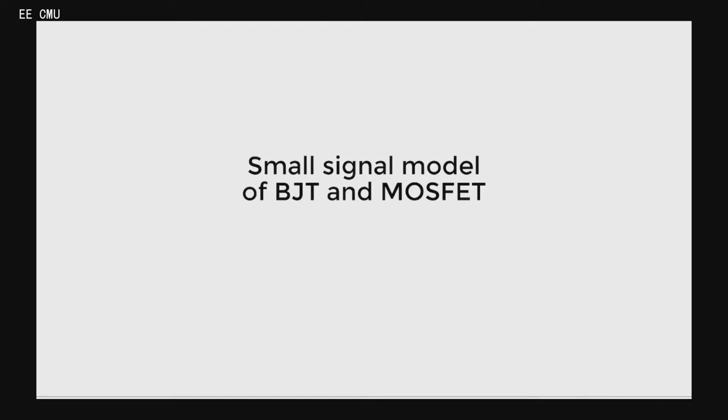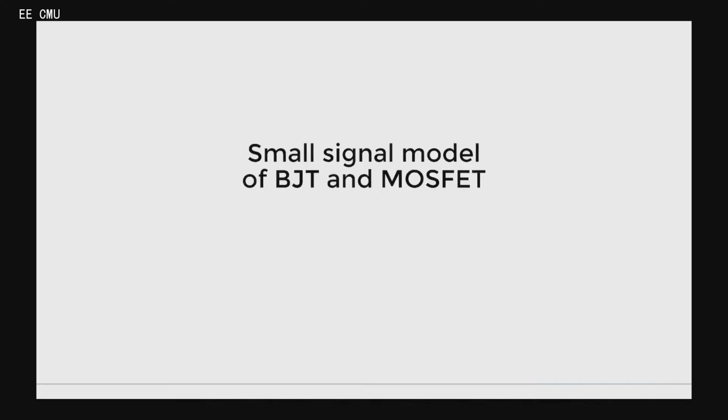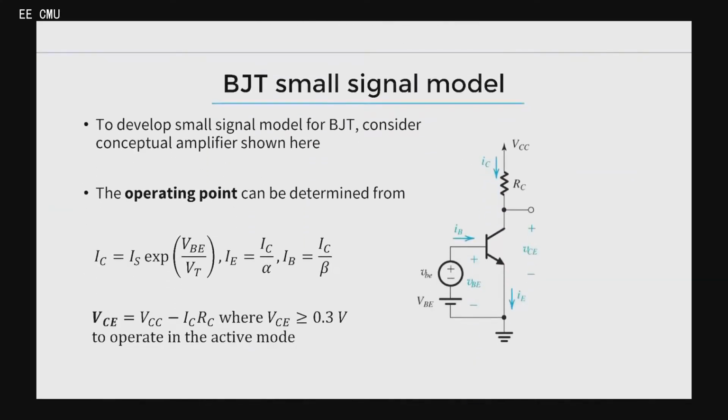Now we are going to look at the small signal model of the BJT and MOSFET, which is slightly more difficult than that of the diode. If you recall, the small signal model of a diode is just a resistor, R. Today we will look at the small signal models for the BJT and MOSFET. First, let's start by looking at the BJT small signal model.